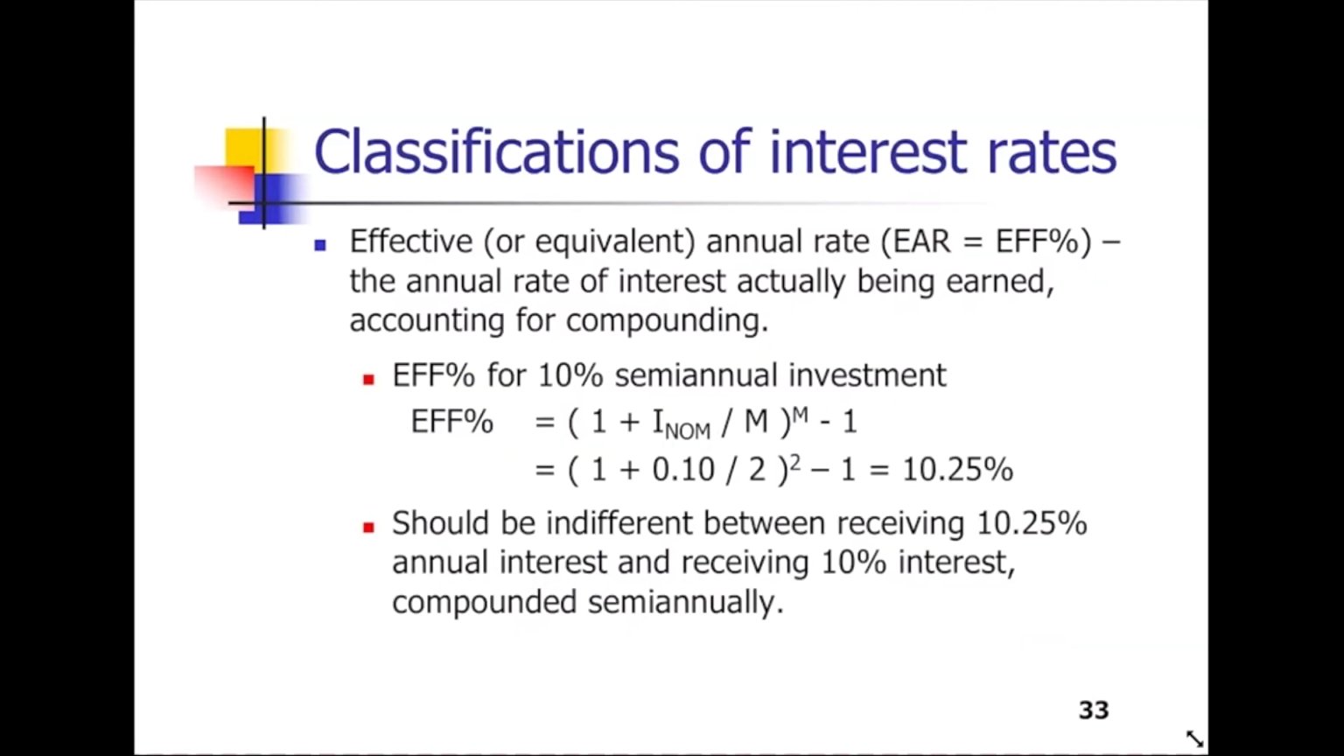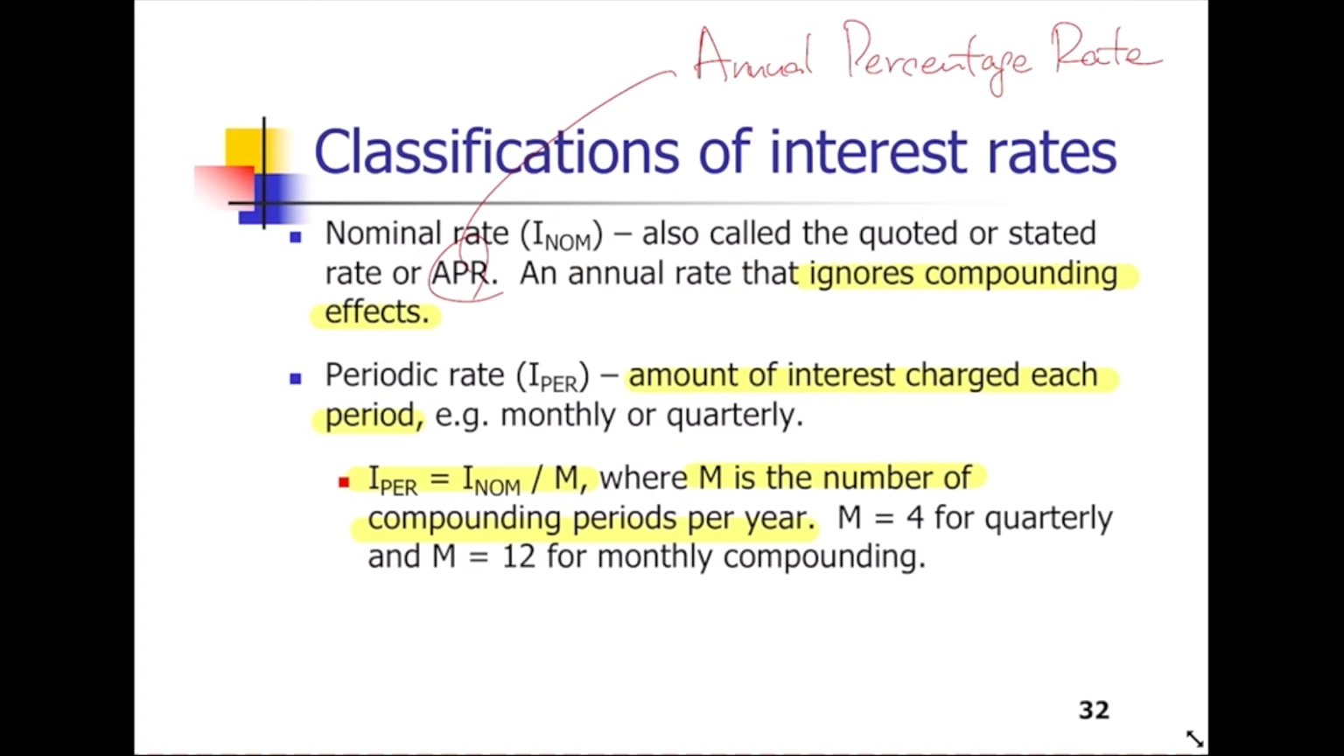This slide shows one more concept of interest rate, the EAR. The EAR stands for effective annual rate. It is an annual rate concept, but it accounts for the compounding effect. This is different from the nominal rate. As we learned before, the nominal rate ignores the compounding effect.